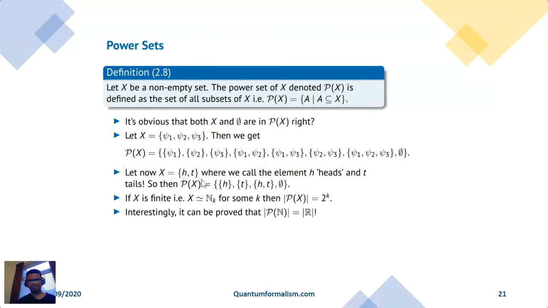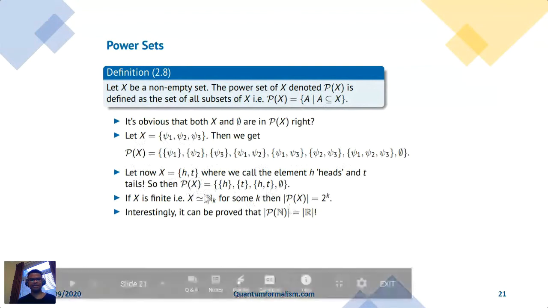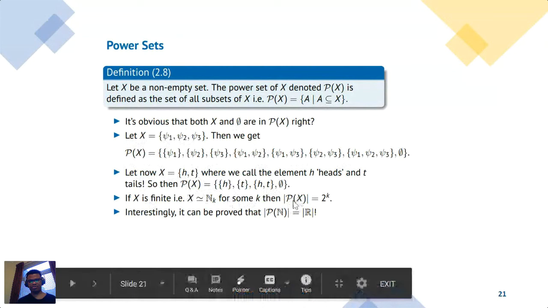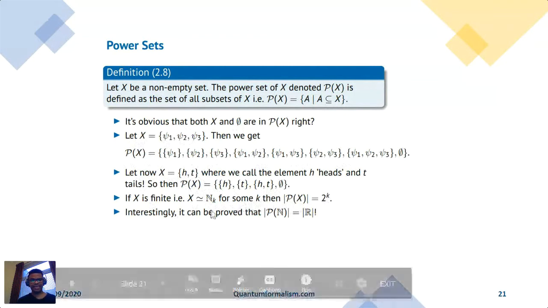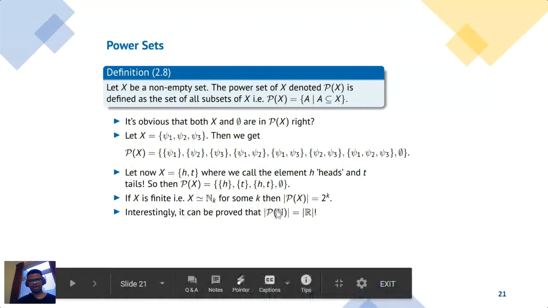Here's another interesting example. The power set of this, you have this. In general, you can prove that if X is finite, with k elements, then the power set has 2 to the k elements. And it's also interesting that the power set of this is the same as R.